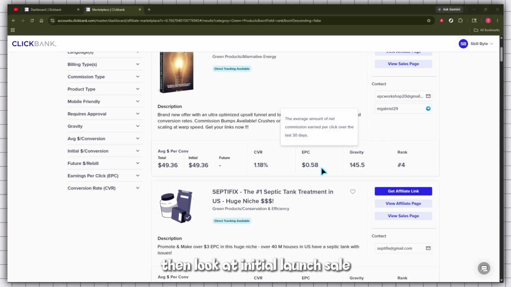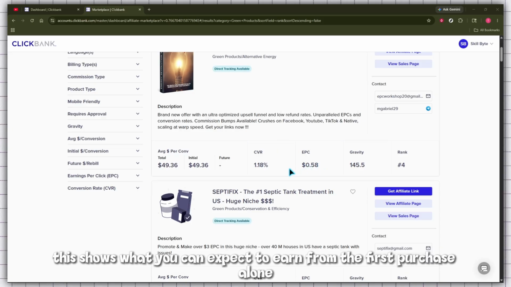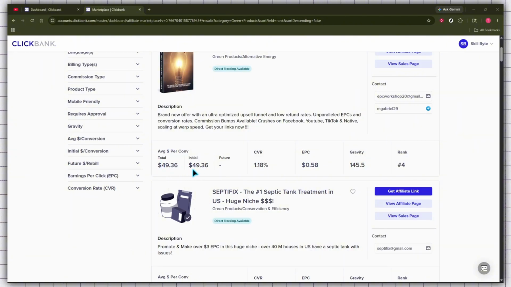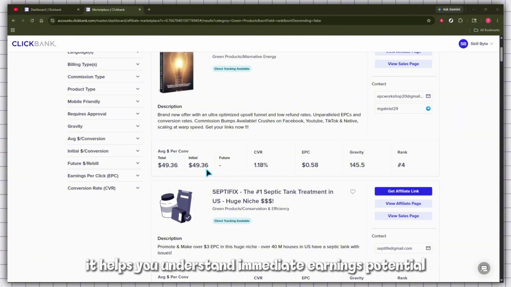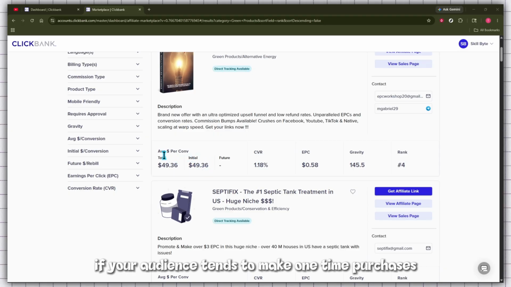Then look at initial launch sale. This shows what you can expect to earn from the first purchase alone and does not include upsells. It helps you understand immediate earnings potential if your audience tends to make one-time purchases.